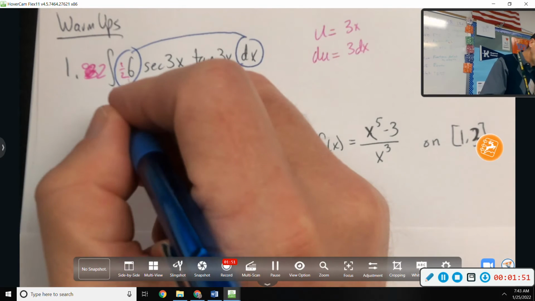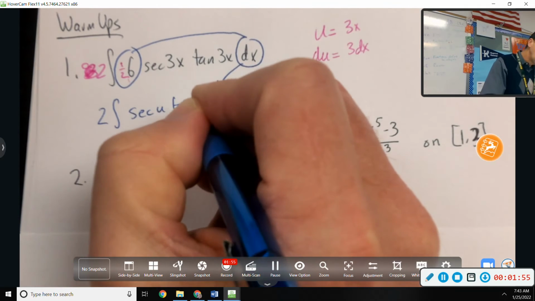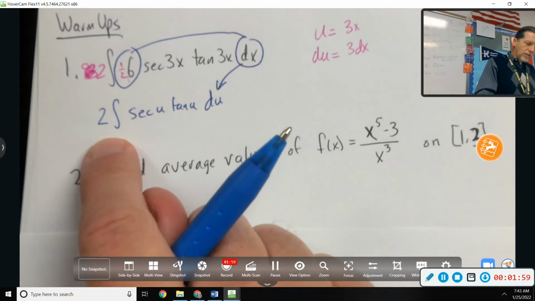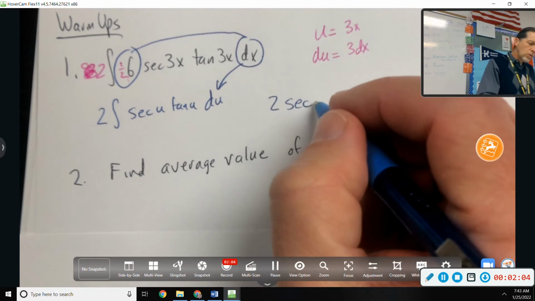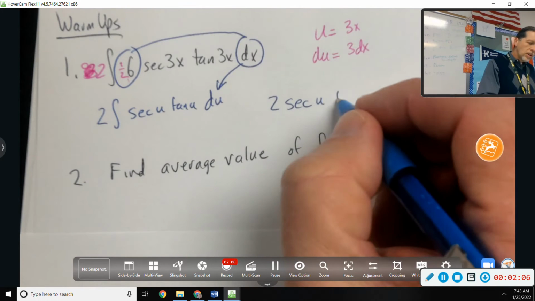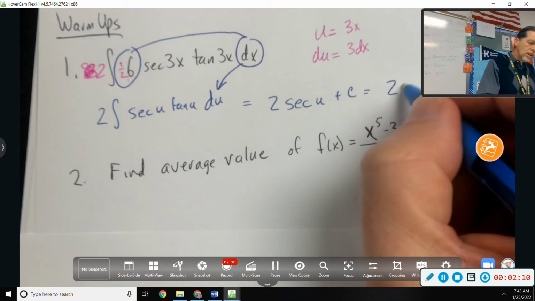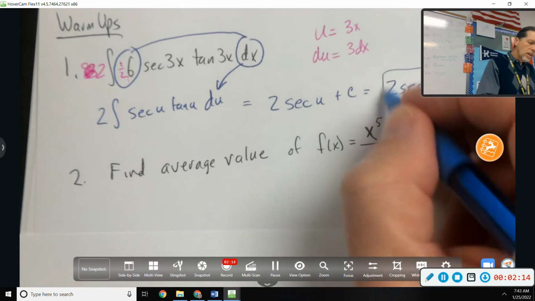And so we've got 2 times the antiderivative of secant of u, tangent of u, du. The antiderivative of secant tangent is secant. So 2 secant of u plus c. And then don't forget to plug u back in. 2 secant of 3x plus c.